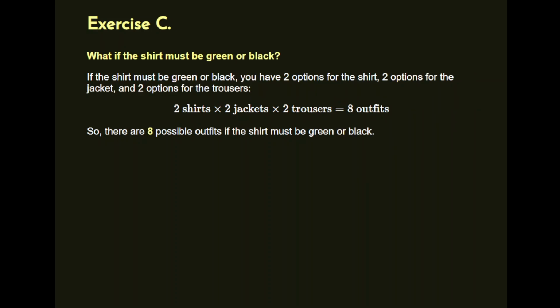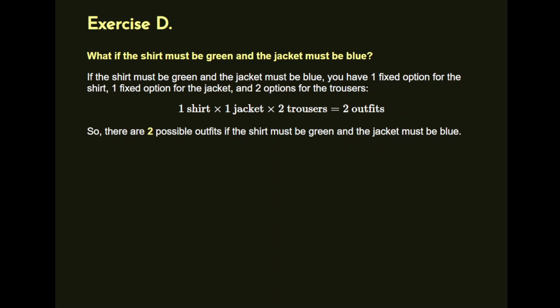So moving on. Again, this is similar to the last one. What if the shirt must be green or black? Okay, so we have a green or black shirt, so we have 2 possible options for the shirt. We still have 2 options for the jacket and 2 options for the trousers. So we have 2 shirts times 2 jackets times 2 trousers. We have 8 possible options. So there are 8 possible outfits if the shirt must be green or black. So we're working through this quite nicely.